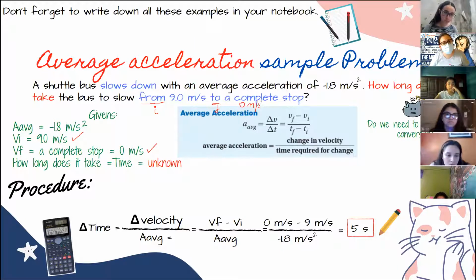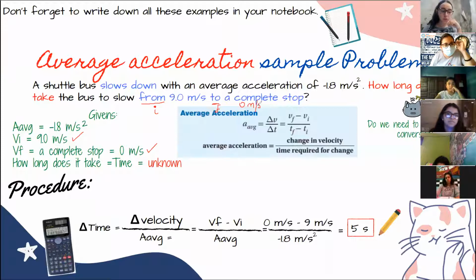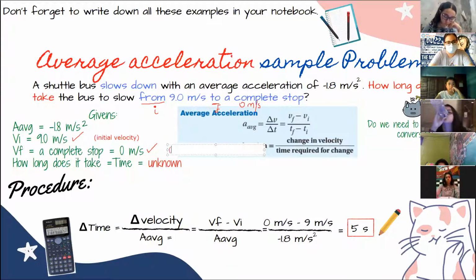Yes, Angie? I have a question with the abbreviations that you make, like VI and VF. I want to know the name to know them. Okay, VI is initial velocity. Okay, so it is initial velocity. And VF is going to be the final condition for velocity.